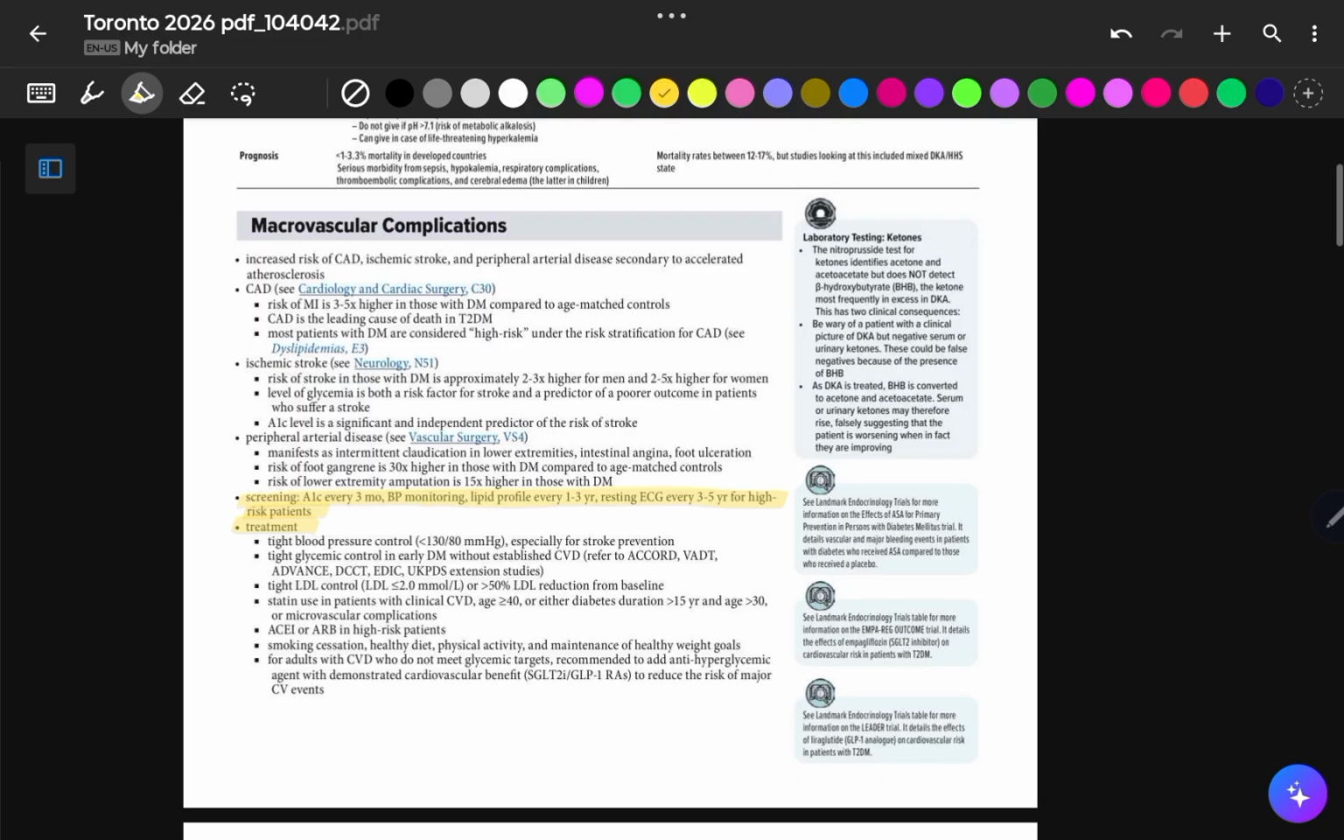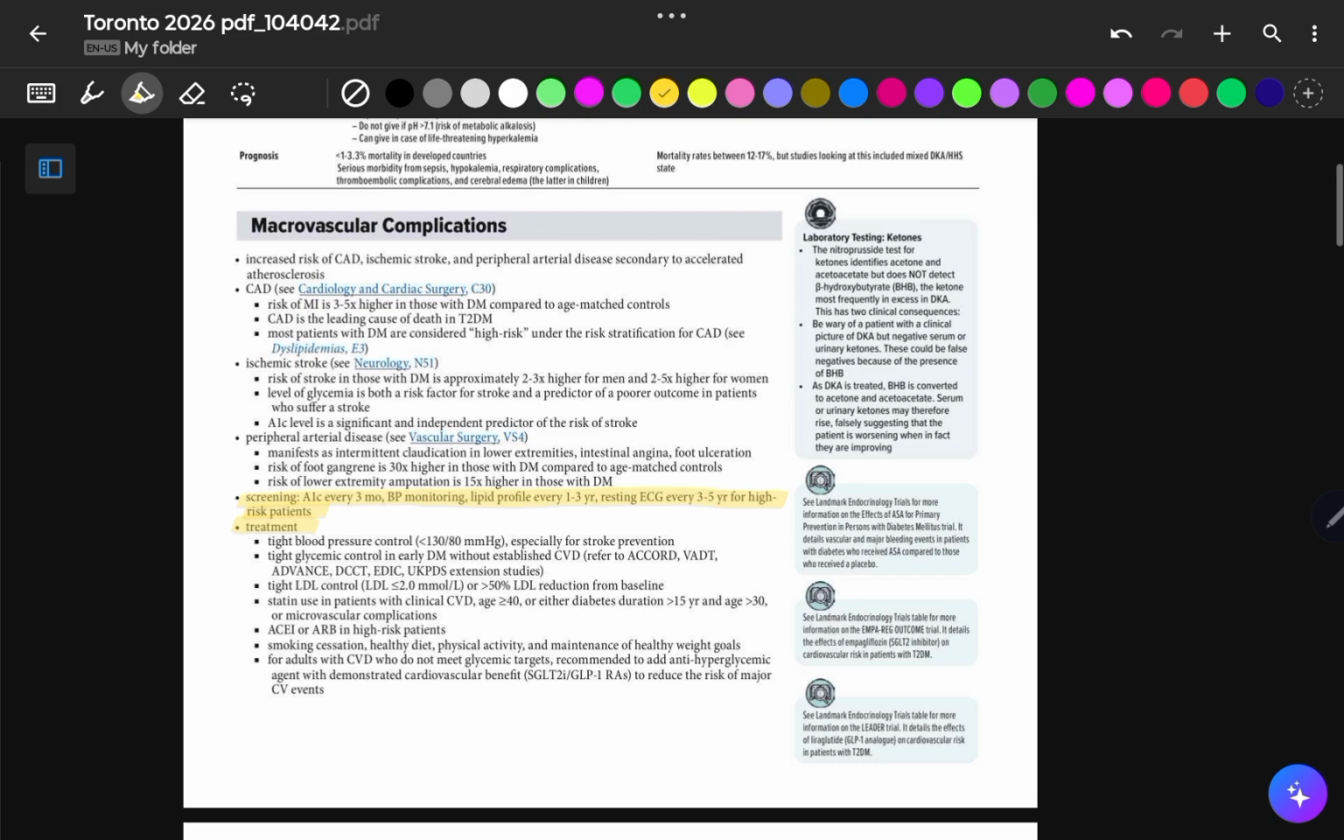Next, peripheral artery disease, which manifests as intermittent claudication. They're going to present with intermittent claudication in the lower extremities. They can also have intestinal angina, and foot ulcerations secondary to peripheral artery disease. So let's recap: they'll present with intermittent claudication in the lower extremities, intestinal angina, and foot ulceration. The risk of foot gangrene is 30 times higher in those with diabetes compared to age-matched controls. The risk of lower extremity amputation is 15 times higher in those with diabetes.